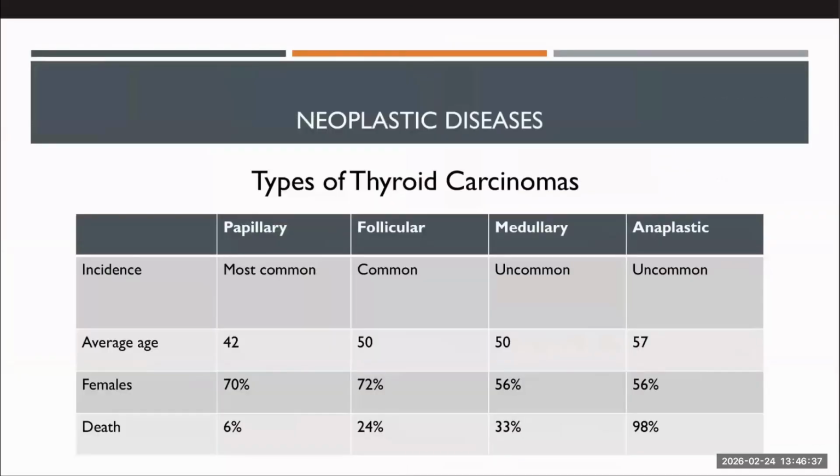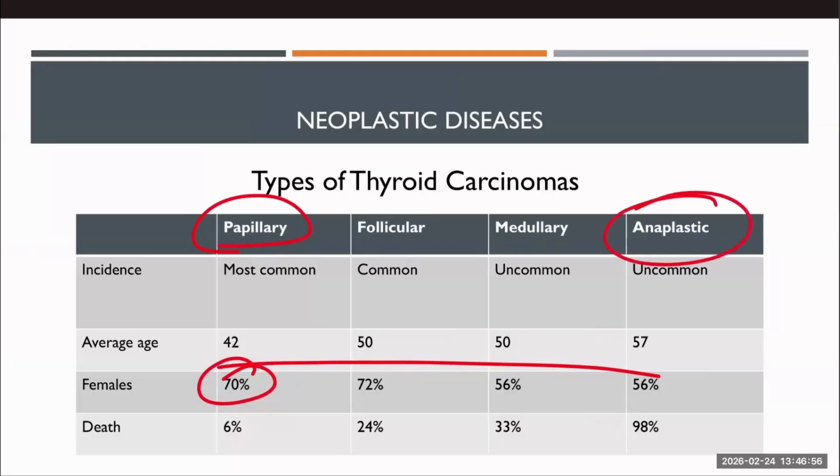So these are the types of thyroid carcinomas. There are 4 of them. The most common is the papillary thyroid cancer. Ages are all about the same, 40s and 50s. You can see a lot of them are going to be females. However, as you get to the more anaplastic ones, you start seeing a lot more males pick up on the more severe side, on the far side.